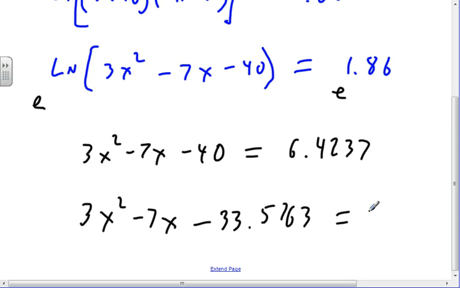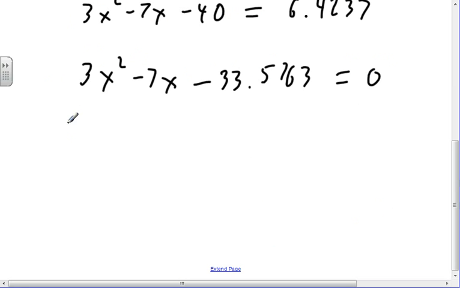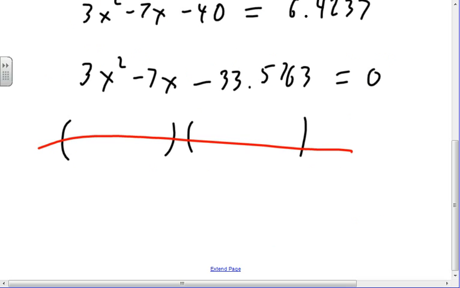33.5763 is equal to 0. So now I can factor this. Anybody think we ought to factor it? No? So we're not going to do that. All right. Not going to factor. We can use the quadratic formula. Anybody want to use the quadratic formula?